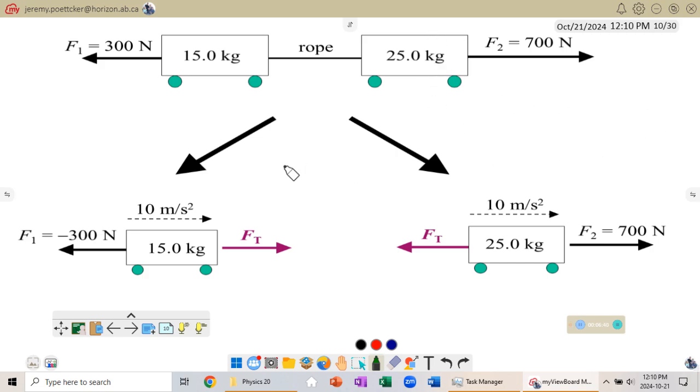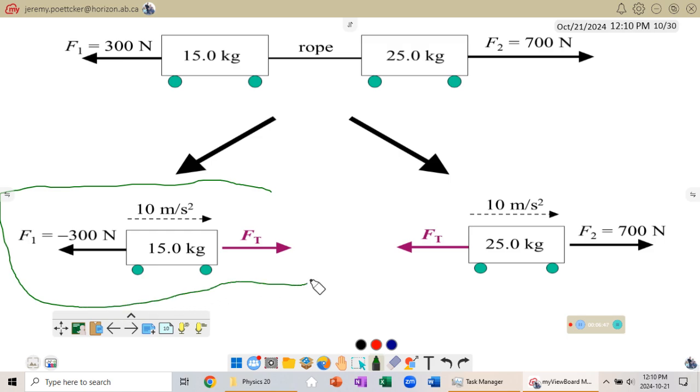If we're looking at F1, we're looking at this cart here. We know the net force acting on this cart is causing it to accelerate at 10 meters per second squared to the right. The net force on just this cart is going to be Ft plus negative 300 newtons. And we know the mass, we know the acceleration, and so away we go.